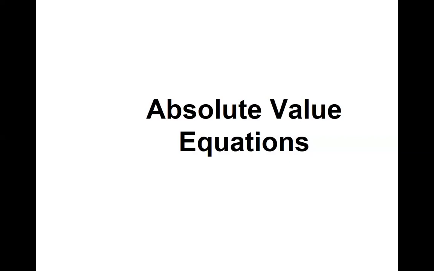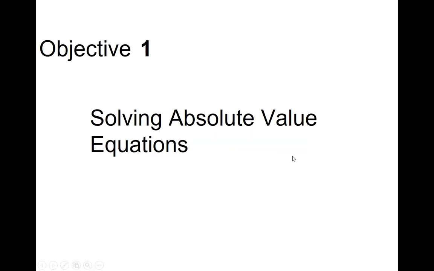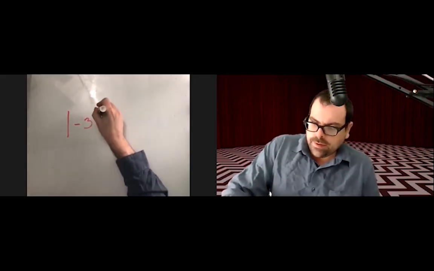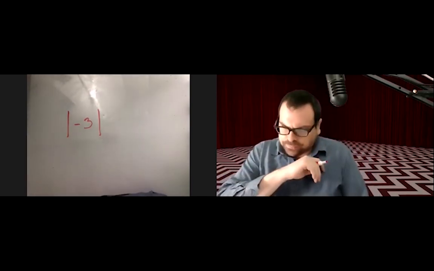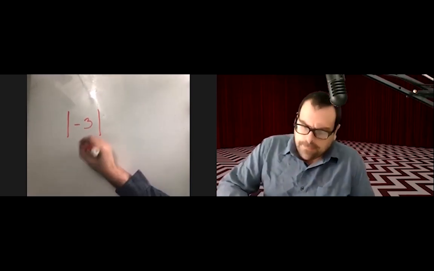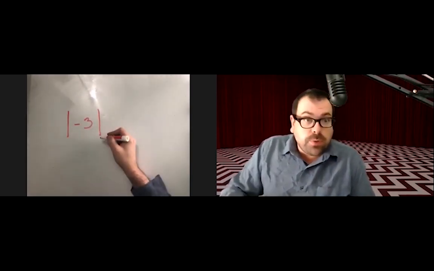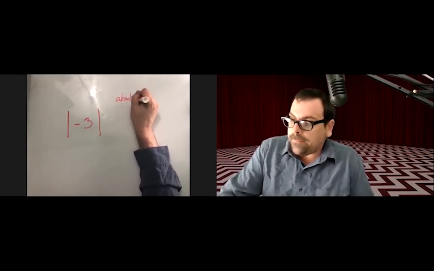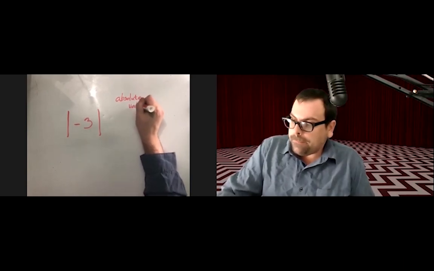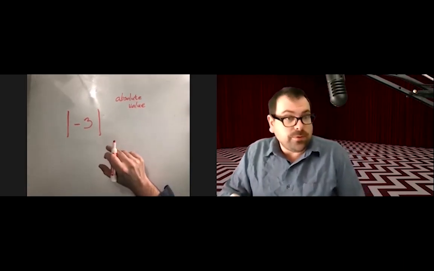The topic is absolute value equations. The first objective in this topic, solving absolute value equations. So definition. What does this mean? Well, these two vertical bars mean absolute value.